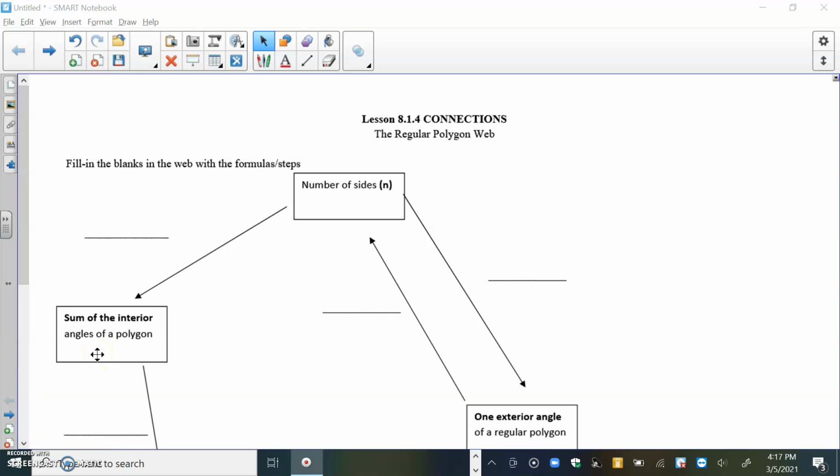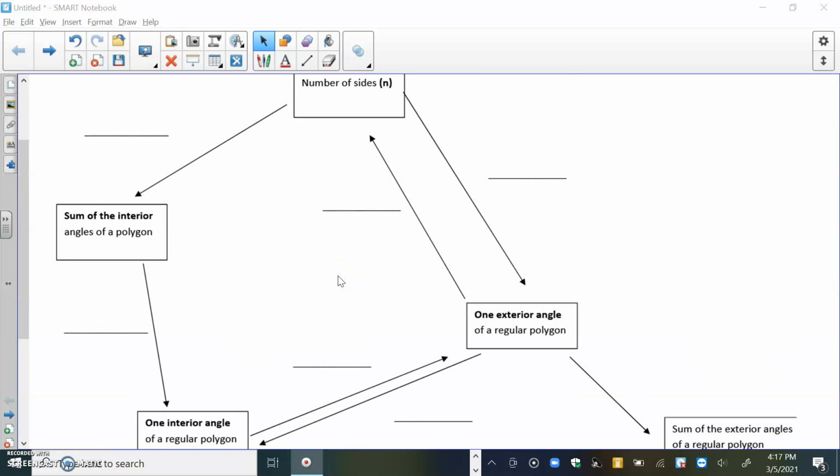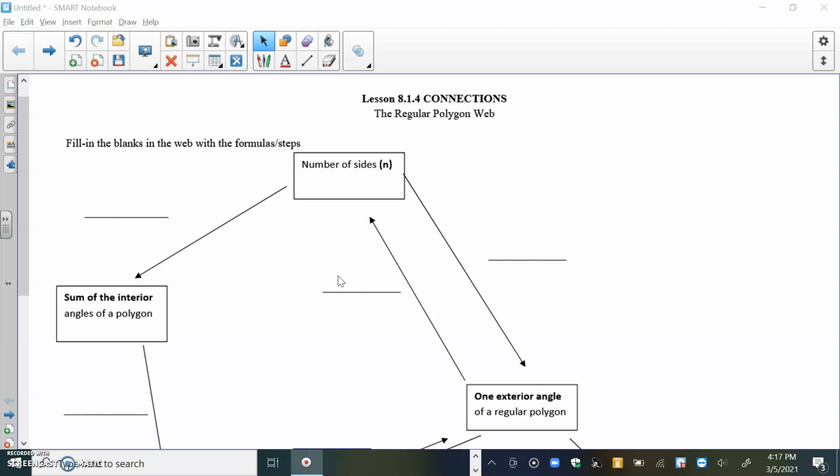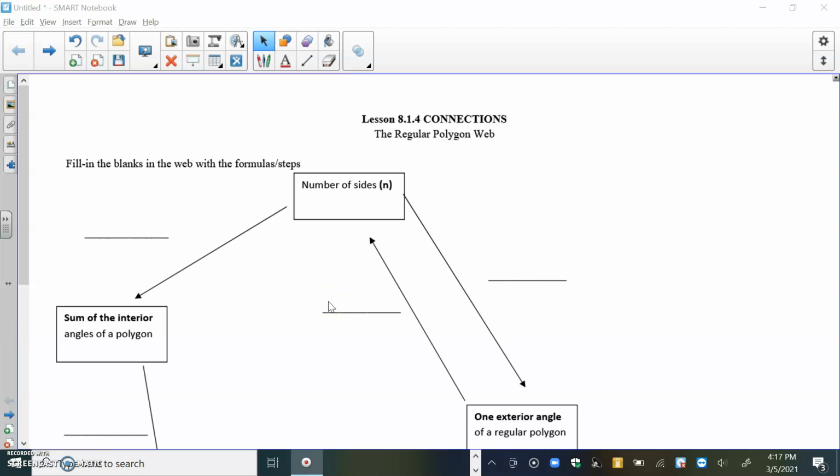Guys, today we're going to talk about the regular polygon web. This is a really nifty way to organize all of the formulas relevant to the angles of polygons and how they relate to each other. So when you're looking for something, you can use this pretty easily to determine what you need to do to solve any type of problem.